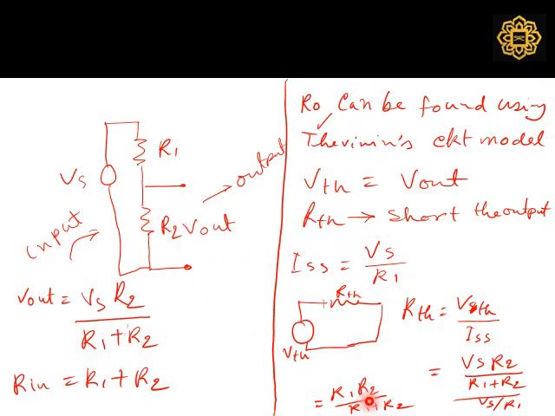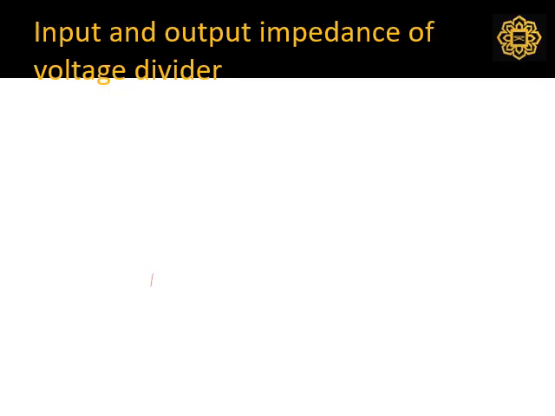Now this output impedance is variable because your R2 is varying. So if you vary R2 from 4 kilo ohm to 12 kilo ohm, then your output impedance will also vary. So that calculation can be done.